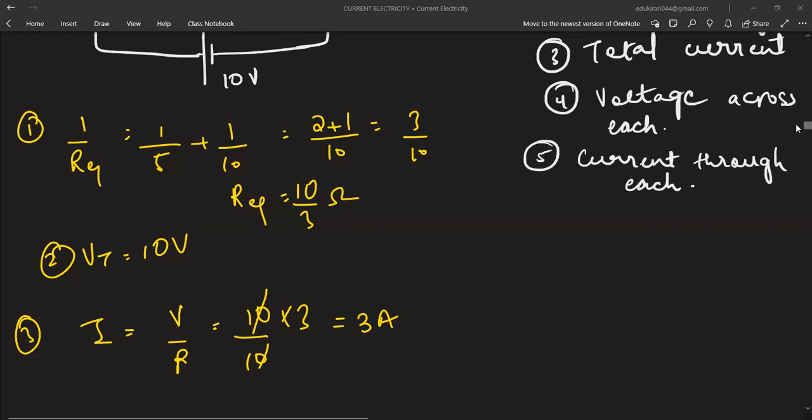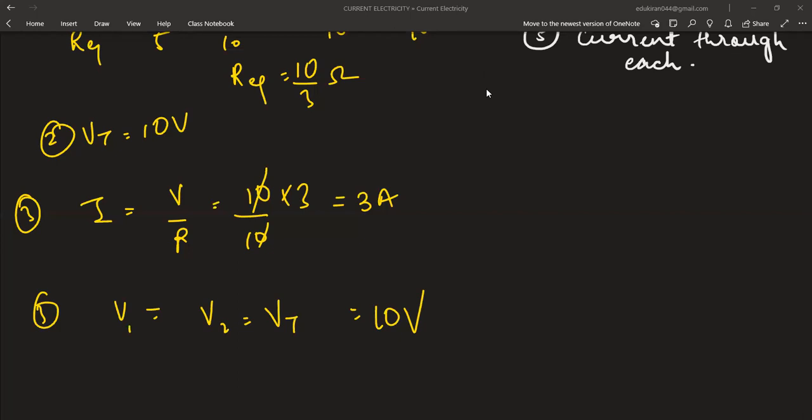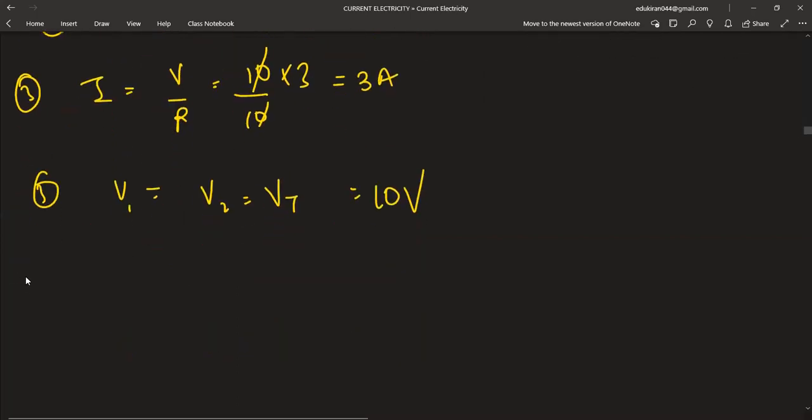Voltage across each. This is a parallel combination. So voltage across each is not difficult. V1 is equal to V2, which is equal to the total voltage. That is 10 volt. So Zara has answered this also. Okay, last part. Current through each. Voltage is 10, resistance is 5. So 2 amperes.